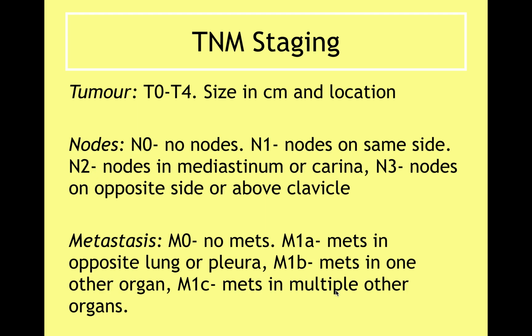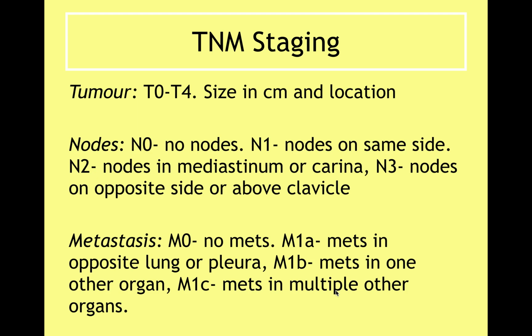N stands for nodes. You can have N0, N1, N2, or N3. N0, there's no nodes. N1, nodes are on the same side, so on the same lung. N2, nodes are starting to spread across. They're in the mediastinum or in the carina or in the middle. And N3 means that nodes are not only on the side that the tumour started, but they're on the opposite side as well, or they've spread from where the tumour is up above the clavicle, so they've spread quite far.